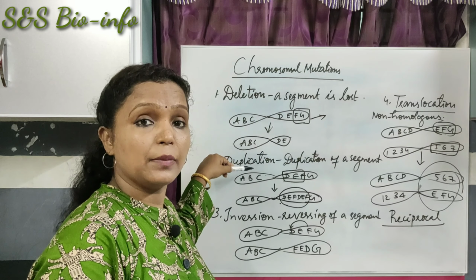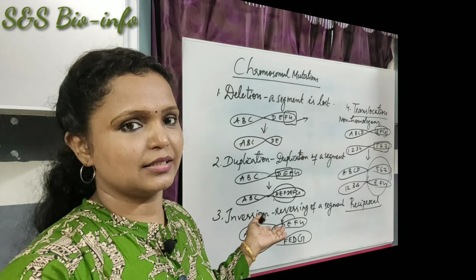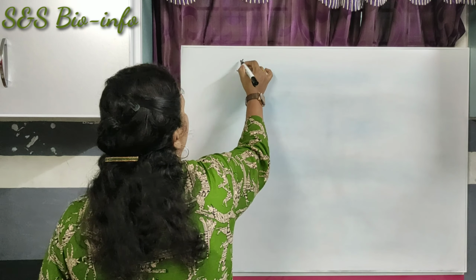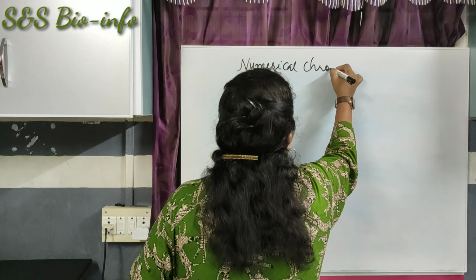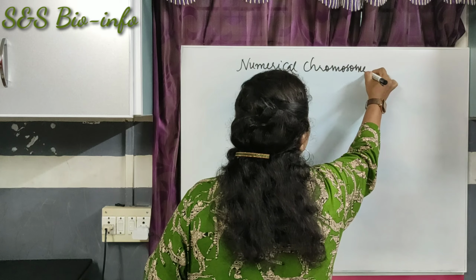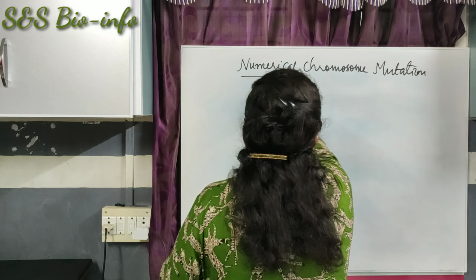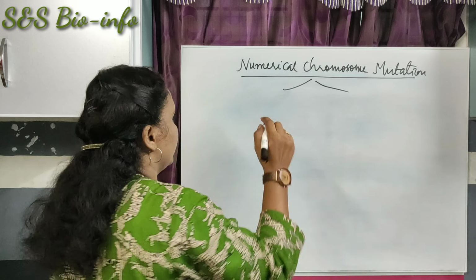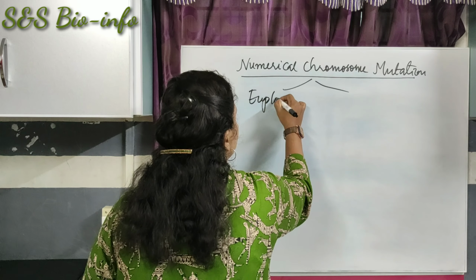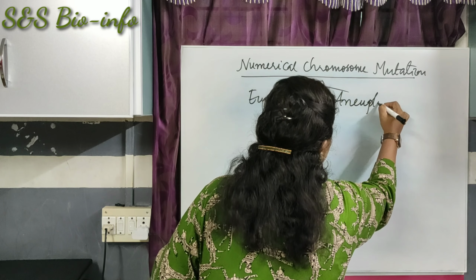These are the four types of structural or morphological chromosomal mutations. The next one is numerical chromosome mutations. The two types are euploidy and aneuploidy.